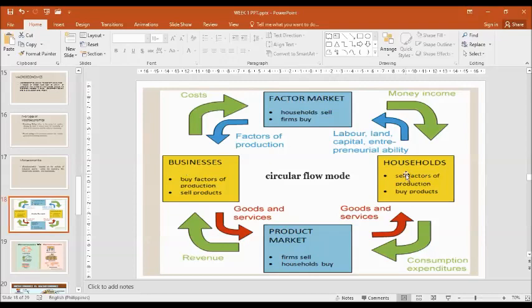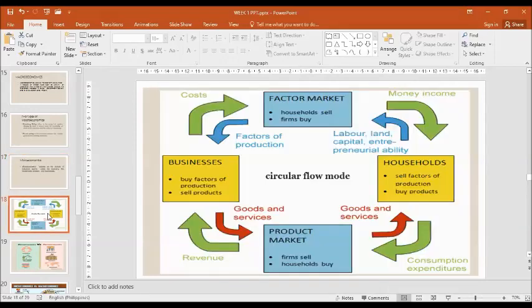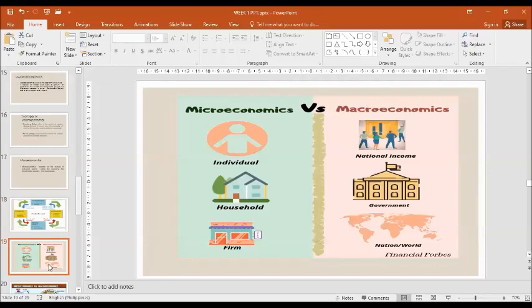Okay, so it involves businesses, households, and workers. So what is the difference between microeconomics and macroeconomics? In microeconomics, it involves the economic decisions of individuals, households, and firms. While macroeconomics involves the national income of the government and the nation as a whole.